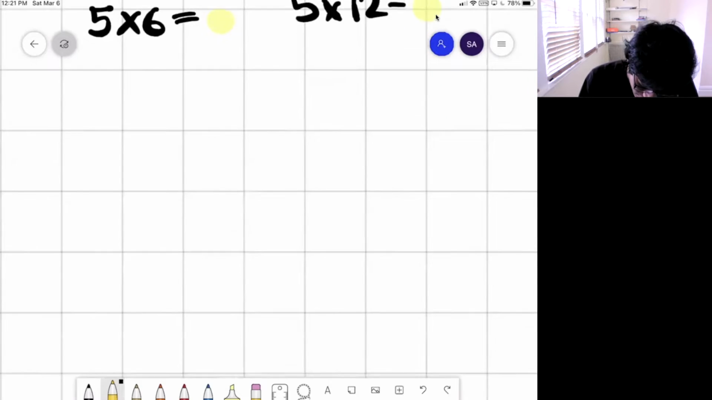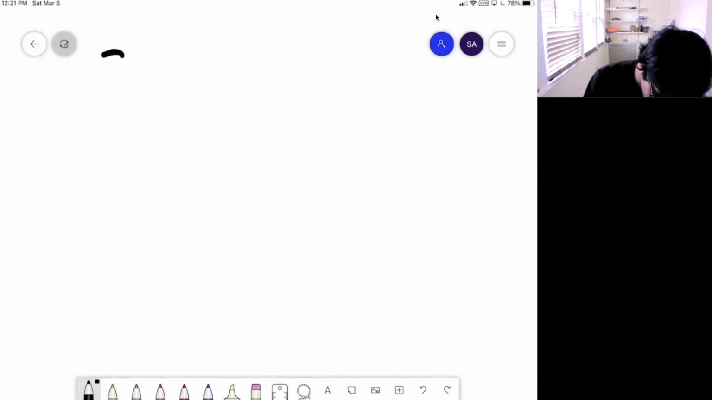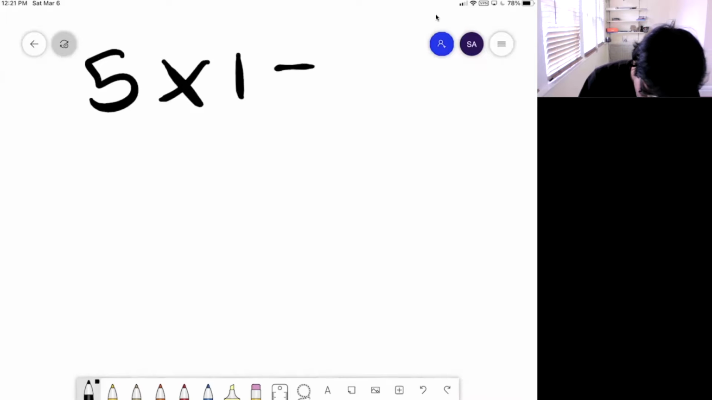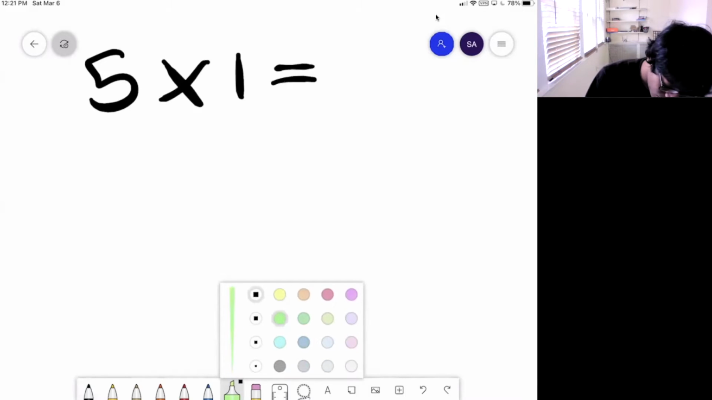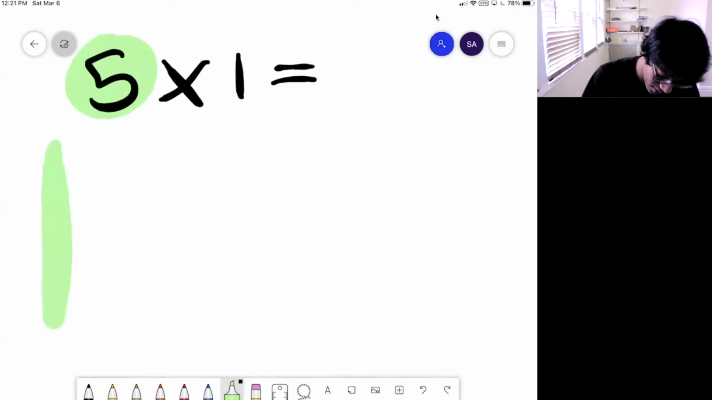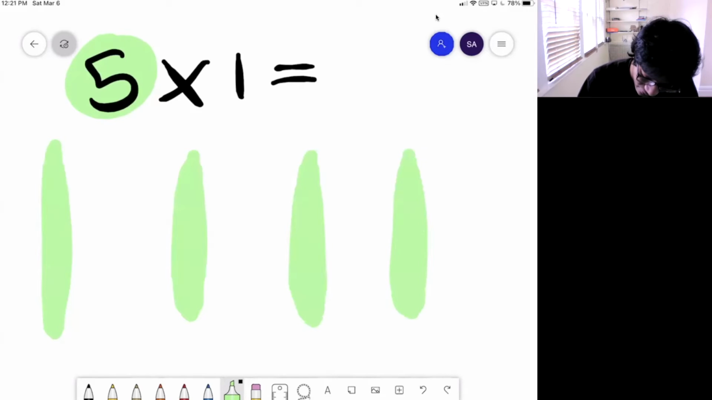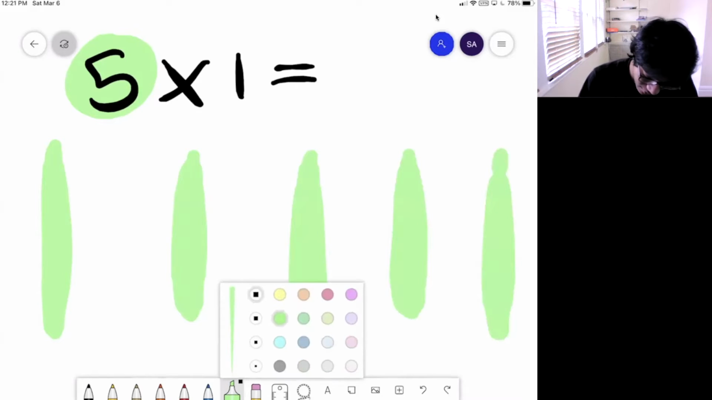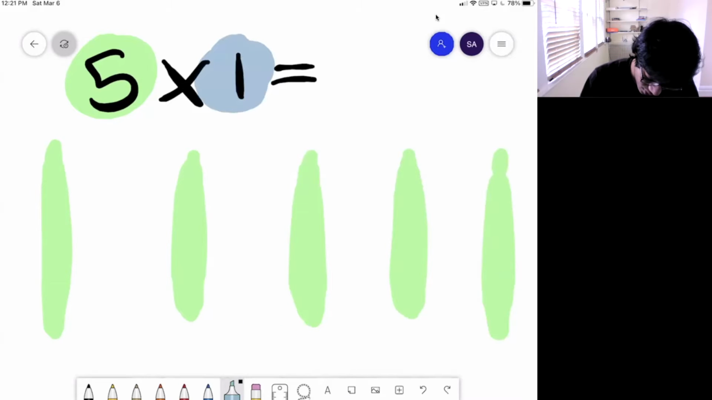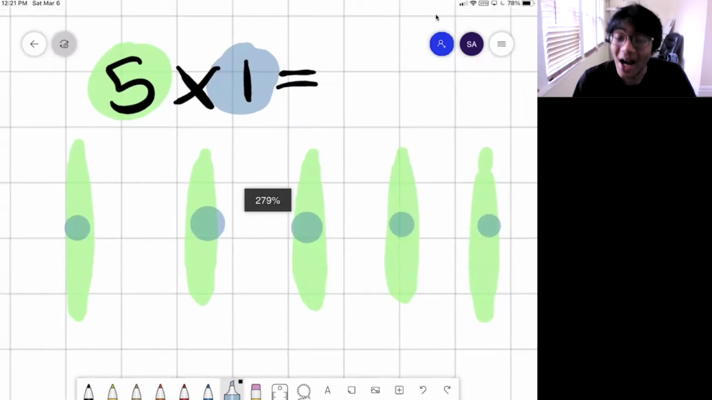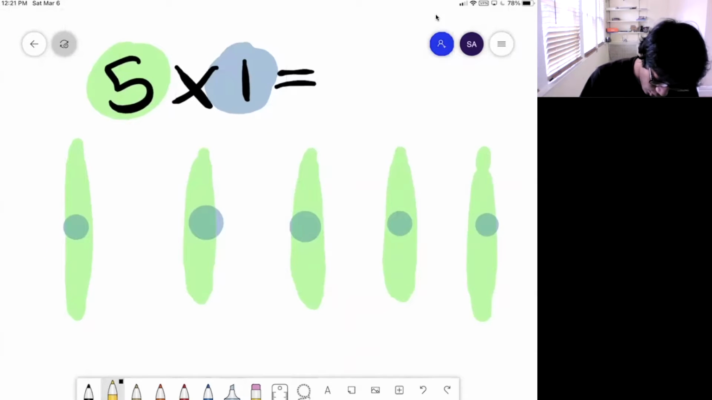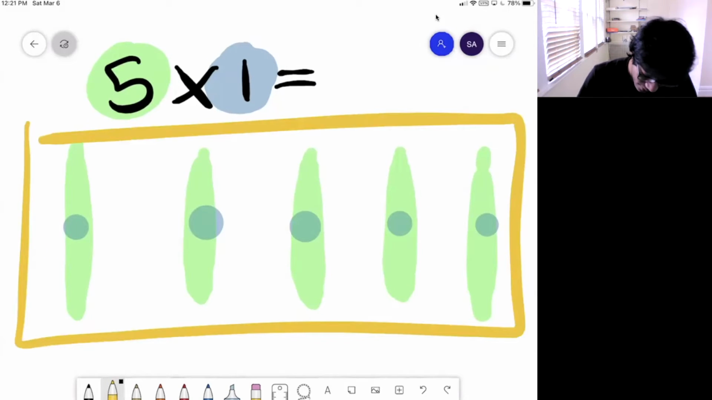So let me go downstairs and write this over here. 5 times 1 equals. And what does this mean? We have 5 columns: 1, 2, 3, 4, 5. Each column has 1 dot. And now count up how many dots in the whole shebang. So we have 1 dot, 2 dots, 3 dots, 4 dots, 5 dots.